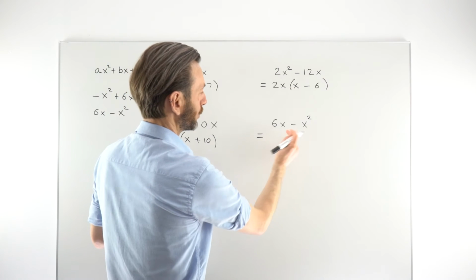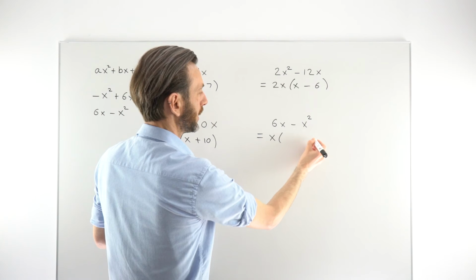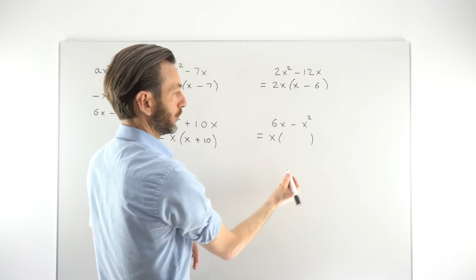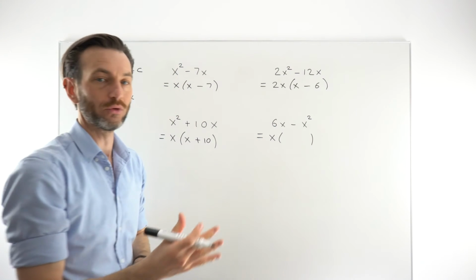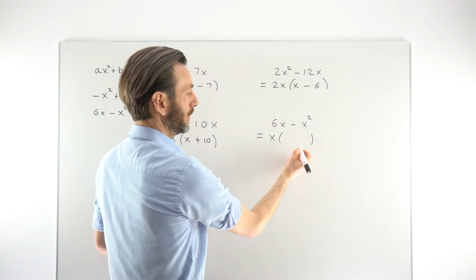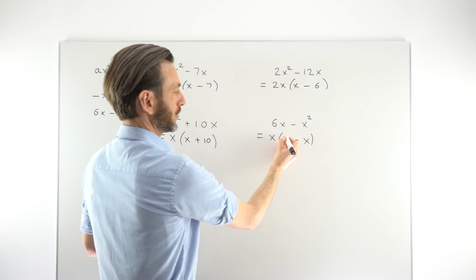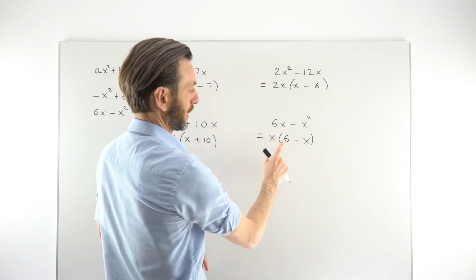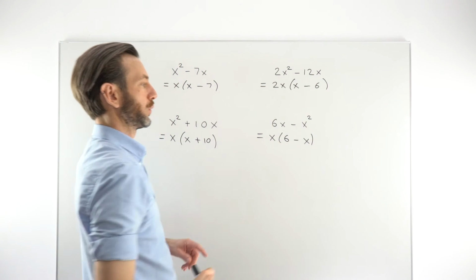So it's the same thing though, we're still trying to identify the common factor, which is x. You've just got to be careful with these that you preserve the order of the original expression. So it's very tempting to put the x in here, but x times x would give you positive x squared, and we want a negative x squared. So that means that we need a minus x in the second position, and we just need to put a 6 in the first position. So x times 6 gives you 6x, x times negative x gives you negative x squared.